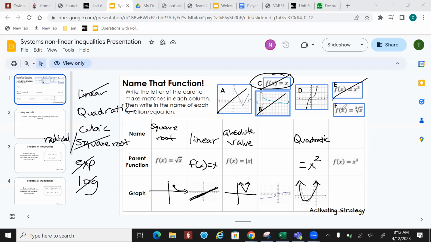Now, the only two options that we have left are right here, we have this x to the third. Well, this guy's missing a graph, so D is going to go right here, kind of go by process of elimination. And this is called a cubic function. And the one that's left is a cube root, so cube root function.